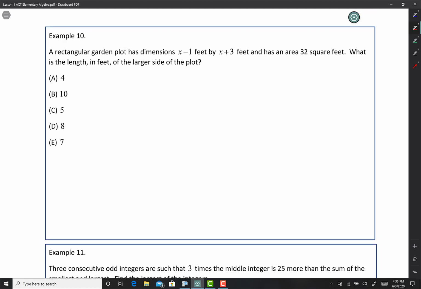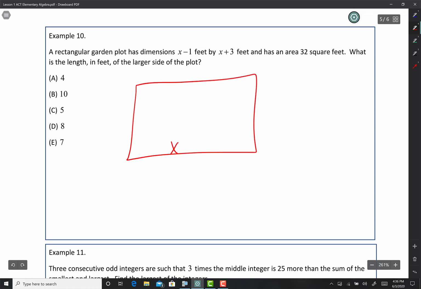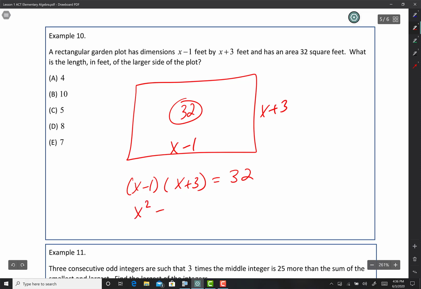All right, here we go. A rectangular garden plot has dimensions x minus 1 feet by x plus 3 feet and has an area of 32 square feet. What is the length in feet of the larger side of the plot? Okay, so I have a rectangular plot: x minus 1, x plus 3, and 32 square feet. So x minus 1 times x plus 3, length times width, I better get 32. So x squared, I'm just foiling, negative 1 plus 3, that's going to be plus 2x, minus 3 equals 32. I'm going to move the 32 to the left.